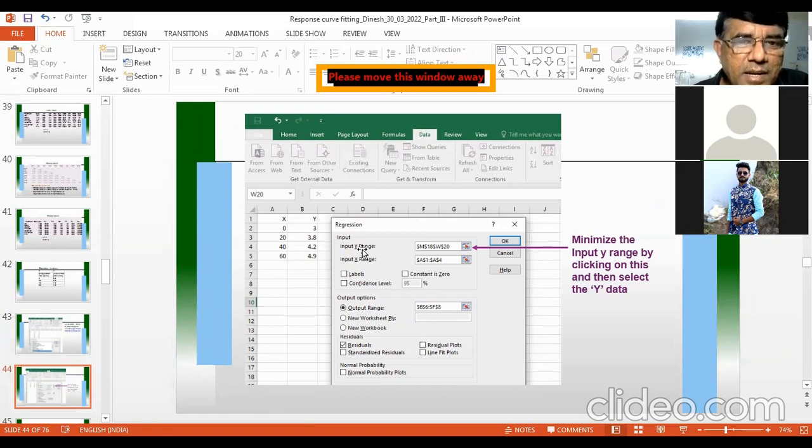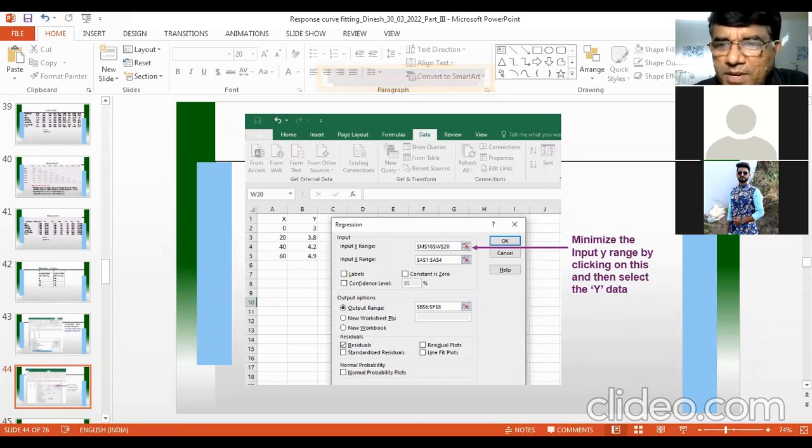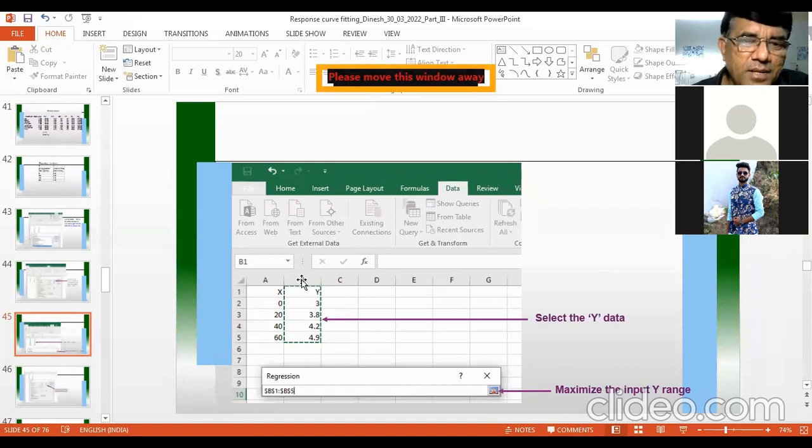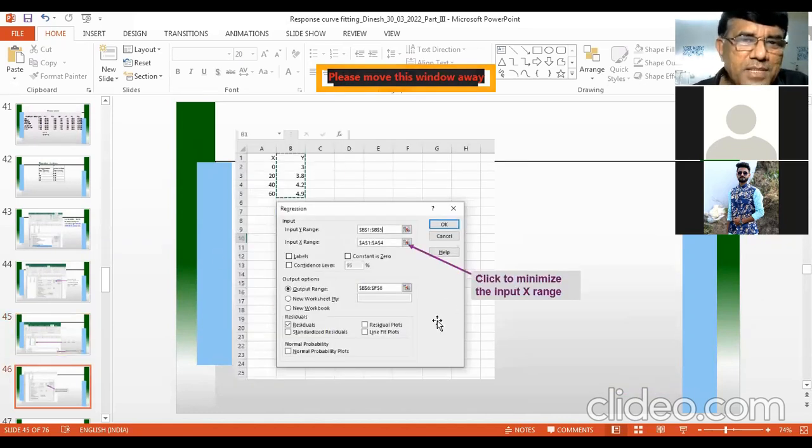Y range is your dependent variable. The variable you consider as the dependent variable, minimize the window so that you can enter the Y. This is the data. You should enter it in the input Y range, the dependent variable. Then you have minimized it, input range Y. You select this one, and then maximize it again. So this selection will come here. It will be your cell numbers, row, column, with dollar signs, etc. And then you maximize by clicking here. Then you will have this kind of window.